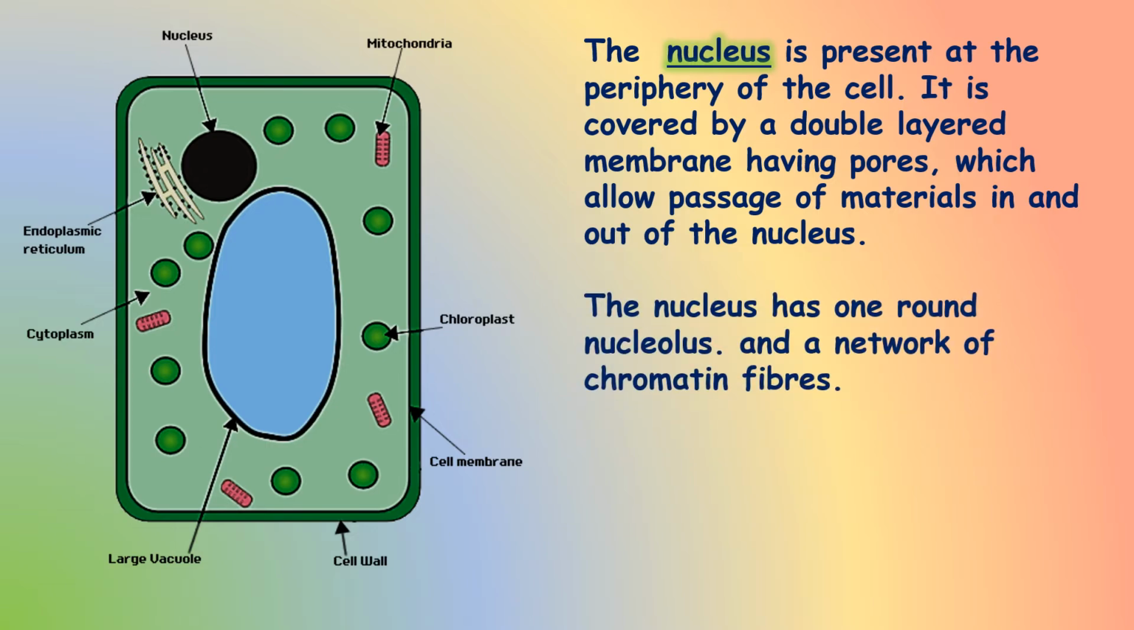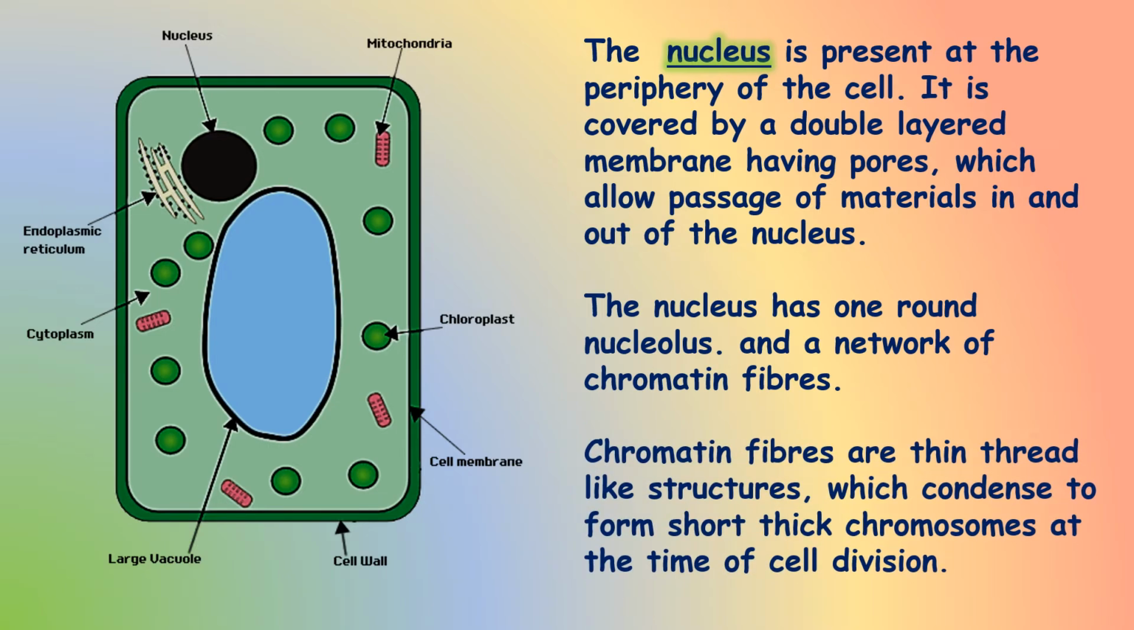The nucleus has one round nucleolus within it, a small round structure called the nucleolus, and a network of chromatin fibers. Now, what are chromatin fibers? Thin thread-like structures. And at the time when the cell needs to divide, these chromatin fibers stick together or condense together and they form short, thick chromosomes.